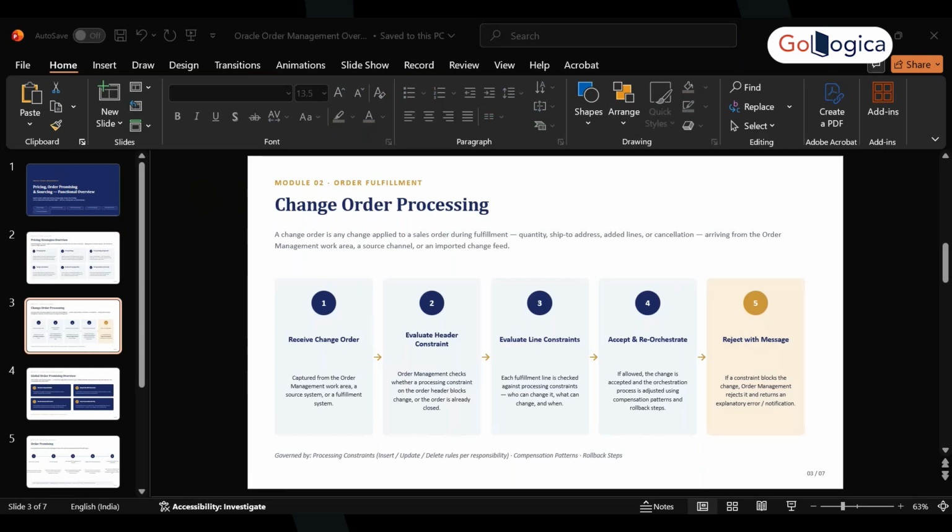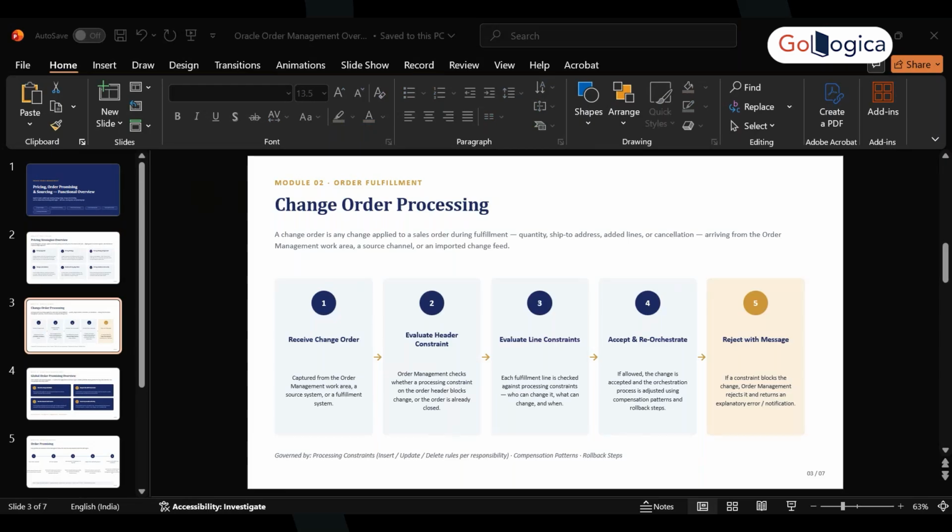So next one is compensation patterns. During reorchestration, Oracle uses compensation patterns. And what is that? It defines how Oracle should undo the previously completed fulfillment activities before applying the new change. For example, assume inventory has already been reserved. If the customer reduces the order quantity, Oracle must first release the unnecessary inventory reservation before creating a new reservation for the updated quantity.